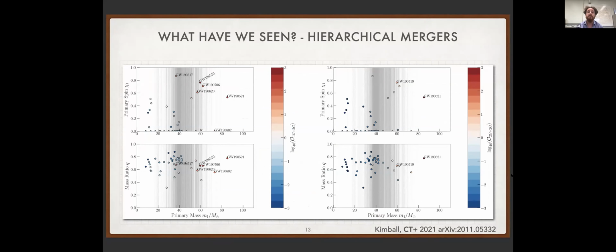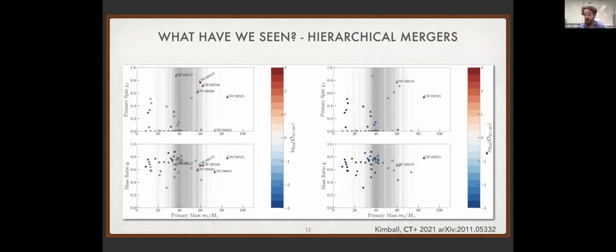And so here we were trying to ask the question, well, we've started to see some quite high mass systems. For example, in particular, this GW190521 has a primary mass of about 80 solar masses, which is way higher than you would expect if pair instability supernovae behave in the way we think. And so that can be kind of a smoking gun that we're seeing hierarchical mergers.